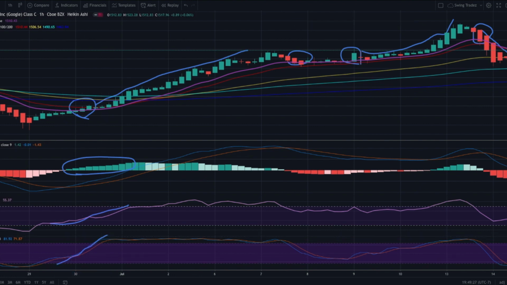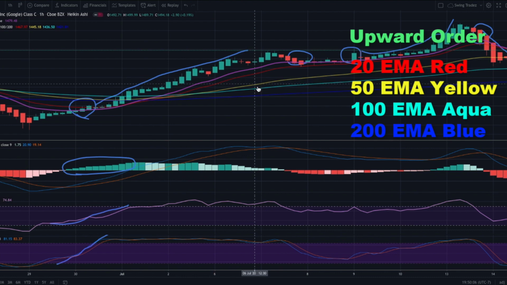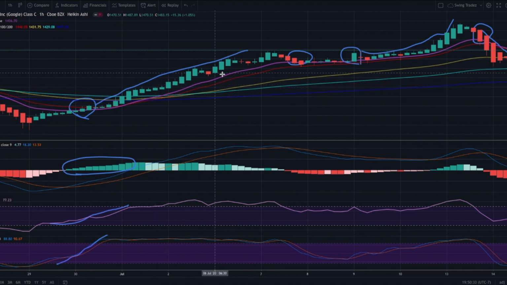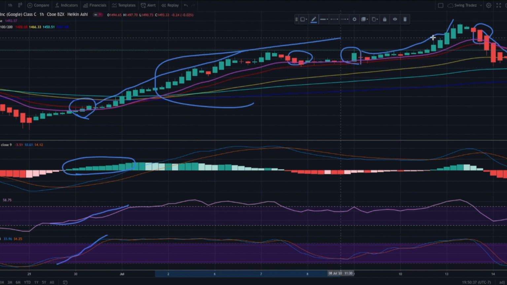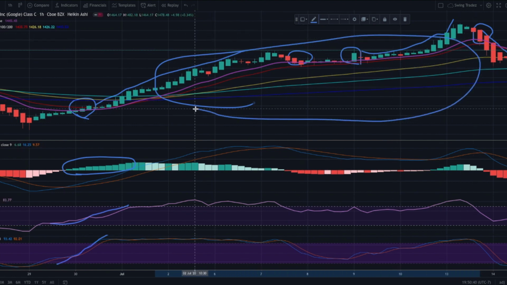Another important indicator that I use is the EMA lines, the 20, the 50, the 100, and the 200. For me, the red line is the 20, the yellow line is the 50, the 100 is the aqua line, and the 200 is the blue line. When the EMA lines are in this order, that means that the stock or security is in a steady uptrend. You can see here with Google that this area was a steady uptrend, with the EMA lines being in the correct upward order.